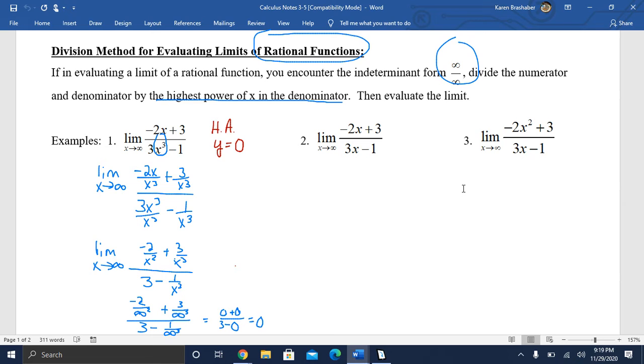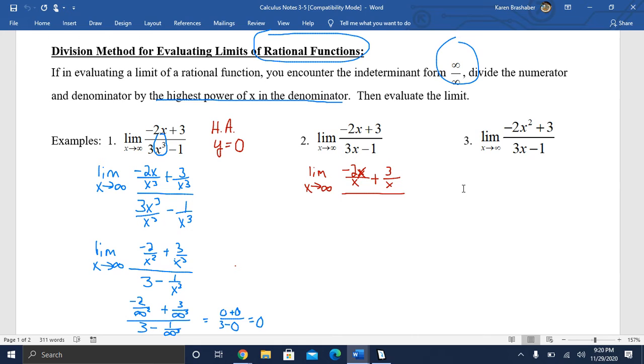All right, I'm going to move on to problem 2. It's similar, and I'm not going to show it this time, but if I were to substitute in infinity for both of these x's, I would end up with infinity over infinity, indeterminate. So I'm going to use that same method I used on problem 1. I'm going to take the limit as x approaches infinity of negative 2x over x plus 3 over x.